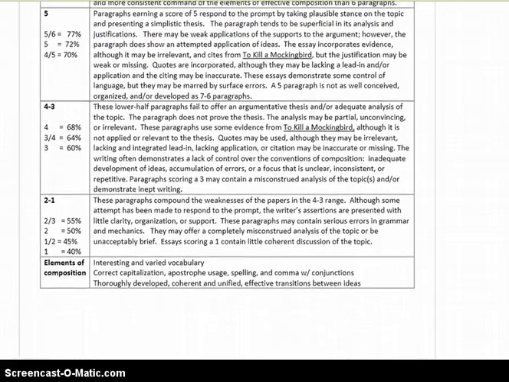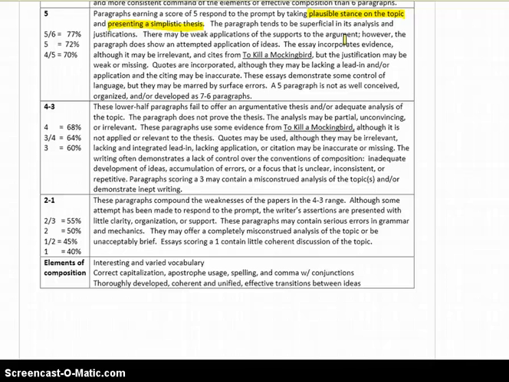A C or a 5 paragraph responds to the prompt by taking a plausible stance on the topic and presenting a simplistic thesis statement. This is more of a "Scout matures throughout the novel." Okay, there is a thesis statement, but it's not telling me what causes the maturation. The paragraph tends to be superficial in its analysis and justifications. There may be weak applications of the supports to the argument. However, the paragraph does show an attempted application of ideas. So these paragraphs are still attempting to apply the ideas. It's just not getting there.